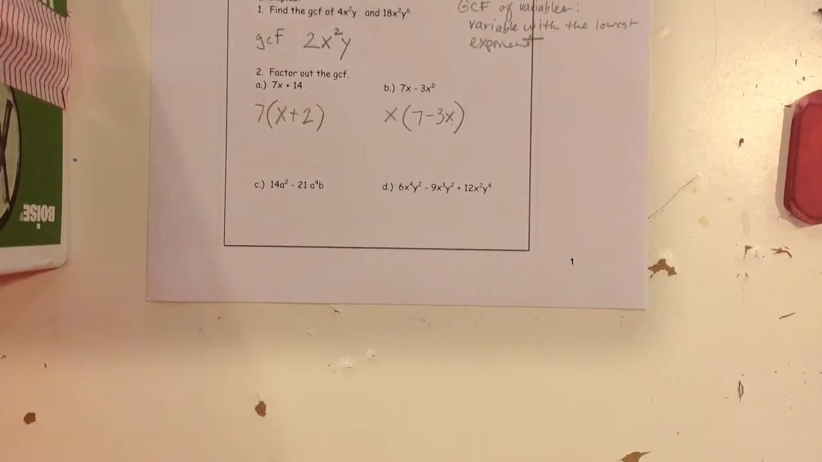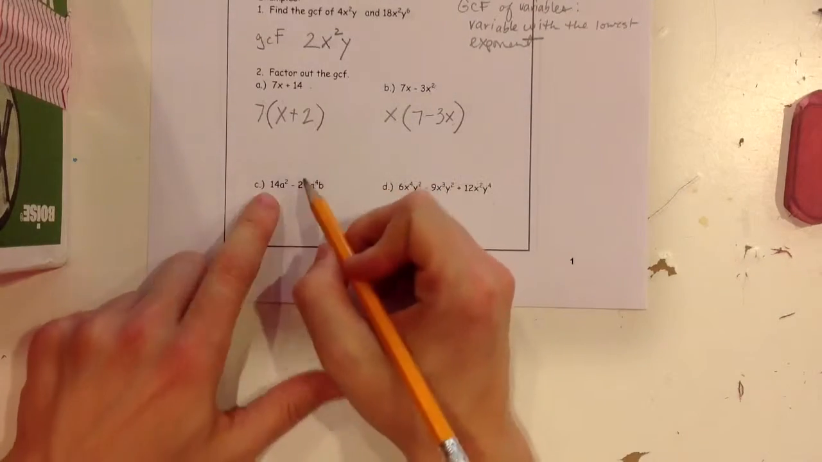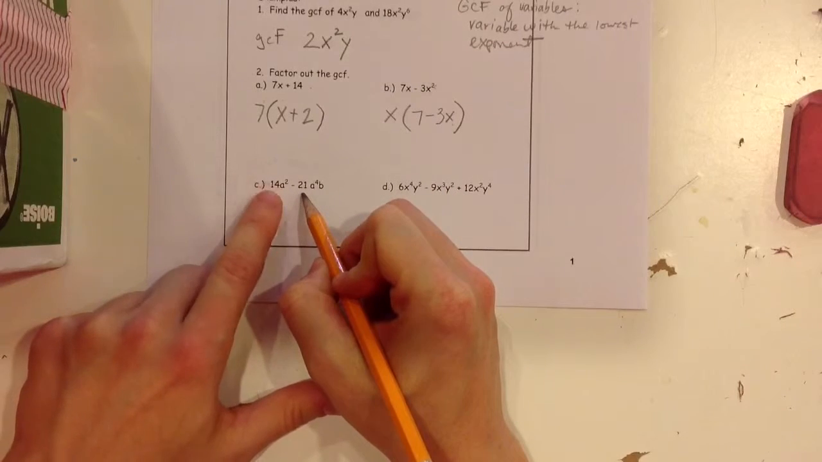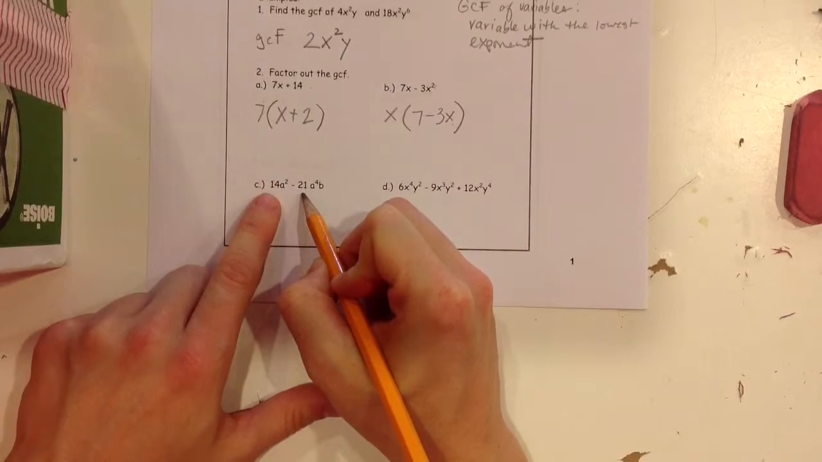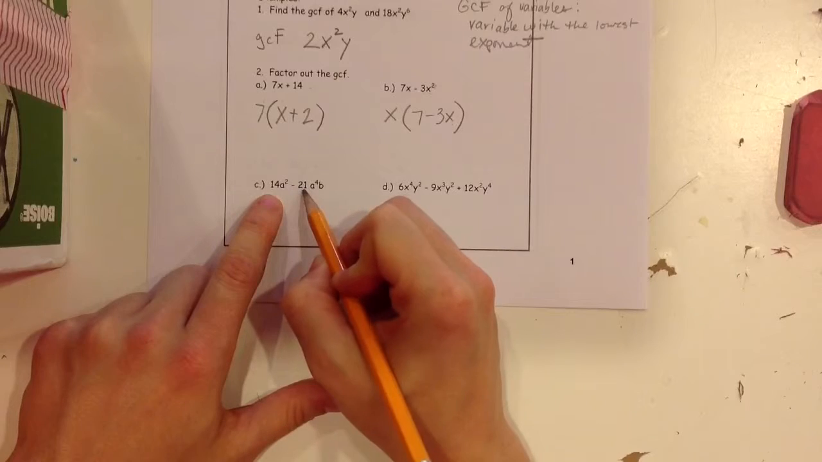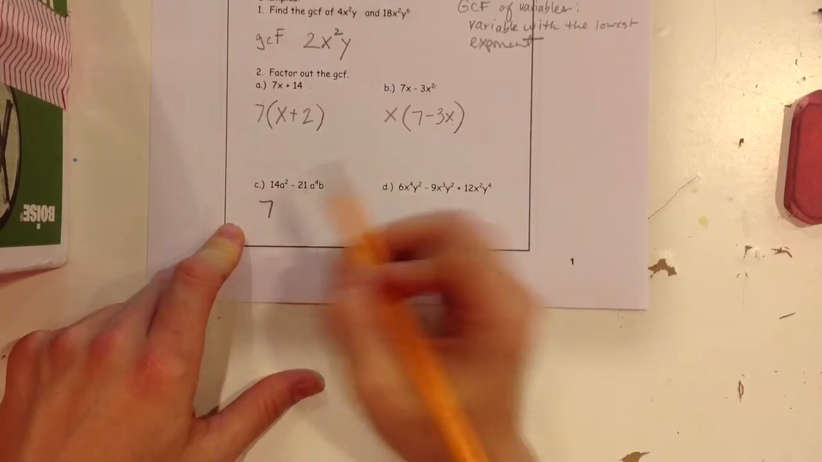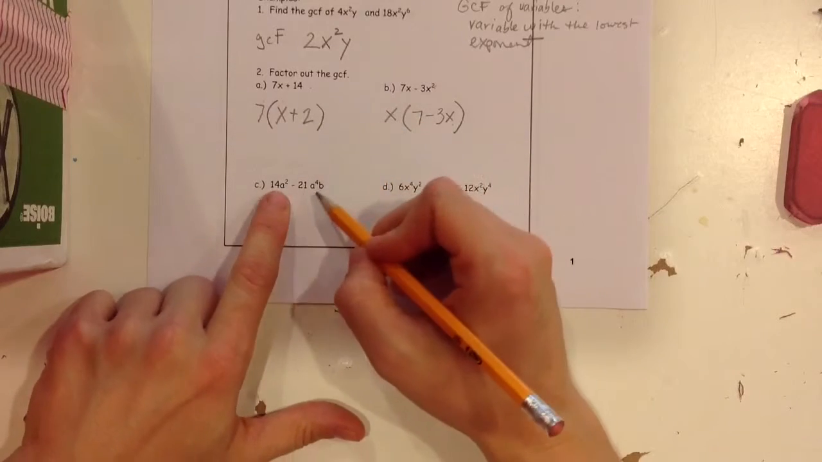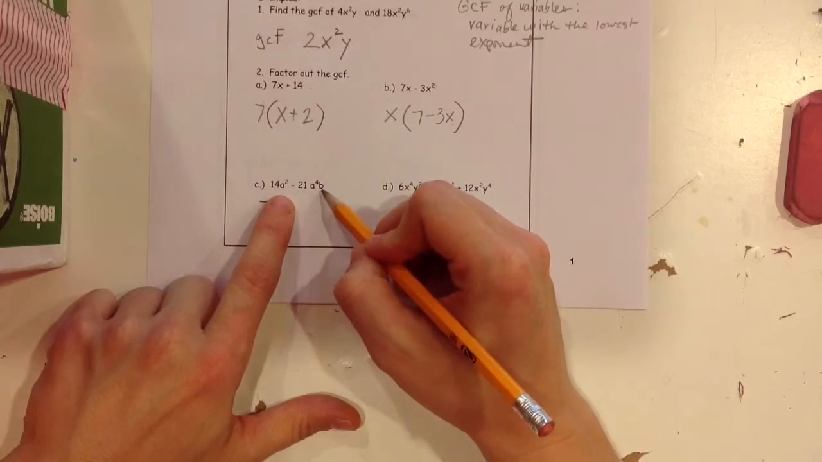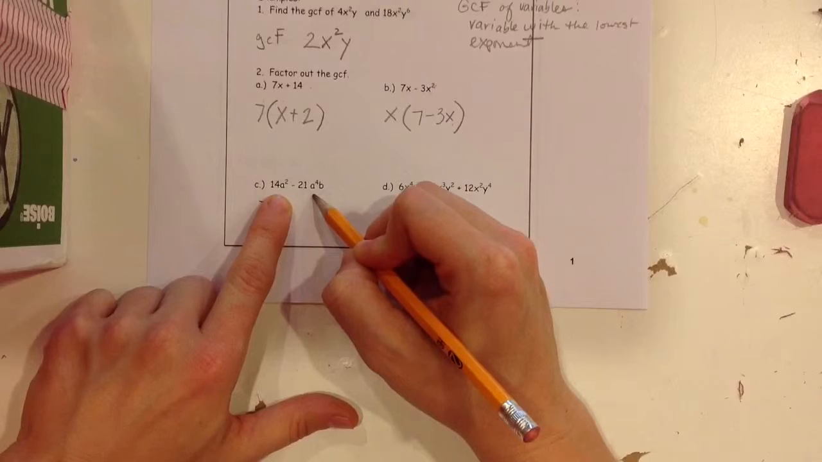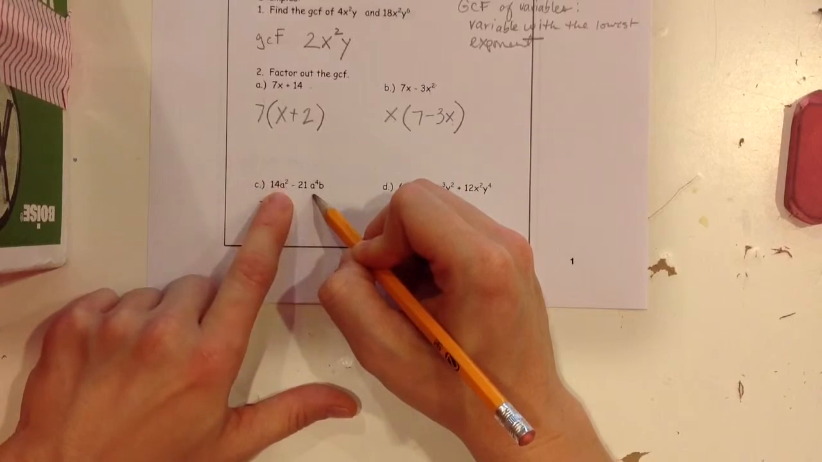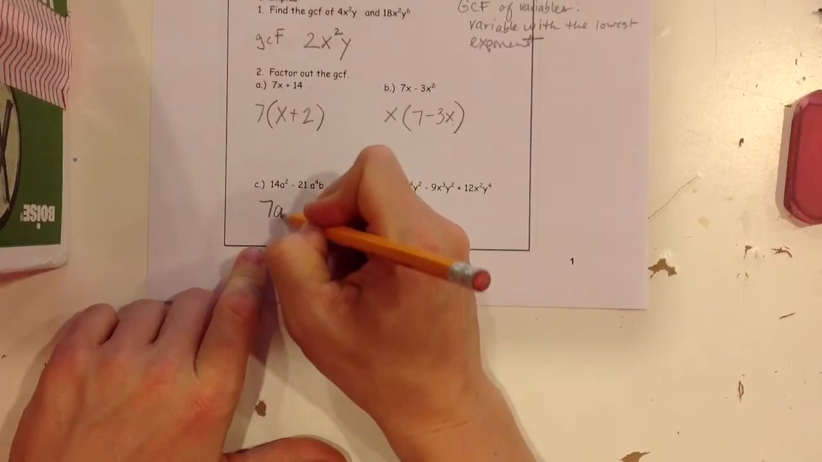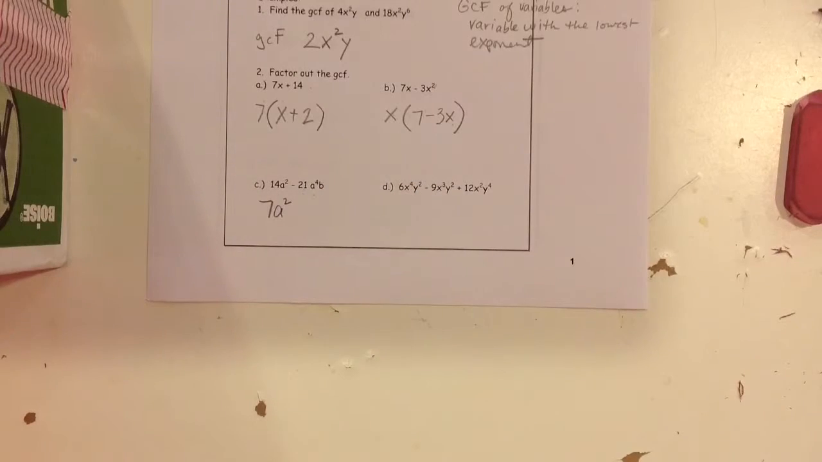Still doing the GCF. So 14 and 21. 14 won't go into 21, but let's see what the factors of 14 are. 7 and 2. Will 7 go into 21? Yes. So 7 is going to be my GCF for my numbers. And for my variables, I have an a in both groups, but I don't have a b in both groups. So let's see if we have a GCF for our a's. The one with the smallest exponent, a to the second, is going to be my GCF for my variables.